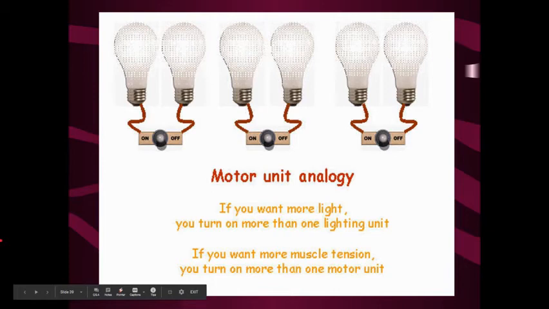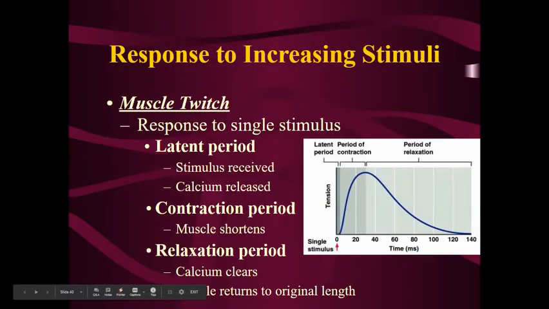Another analogy for motor units, if you want more light, you turn on more than one lighting unit. Similar with muscles, if you want more muscle tension, you turn on more than one motor unit. So as we increase the number of stimuli, we're going to increase the strength of the contraction.